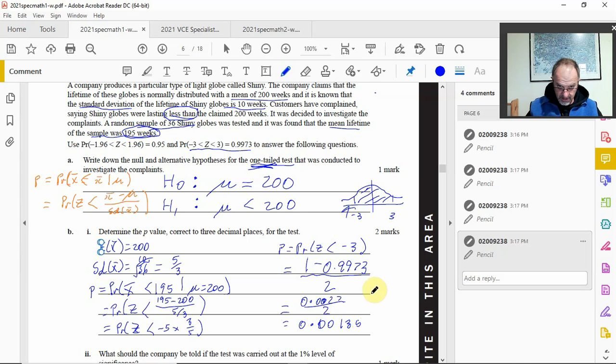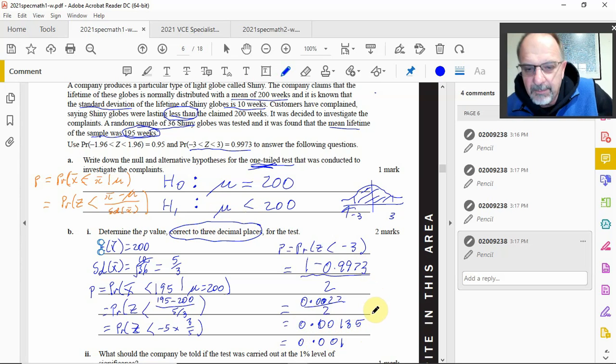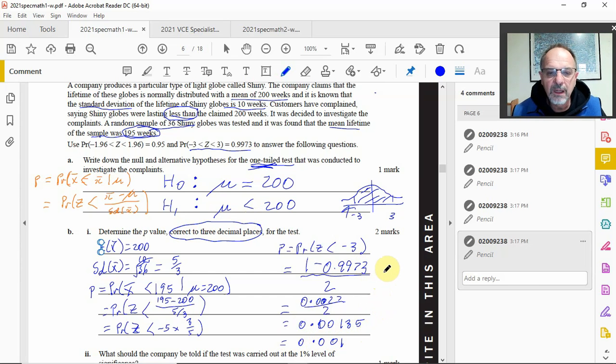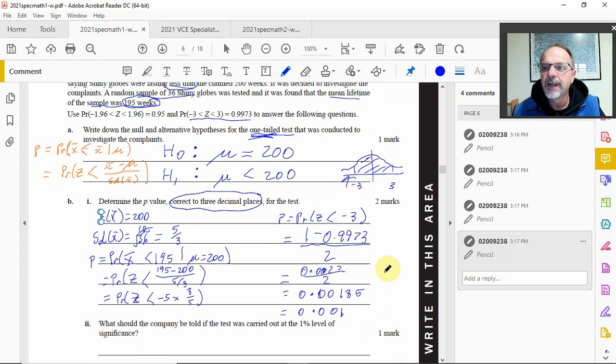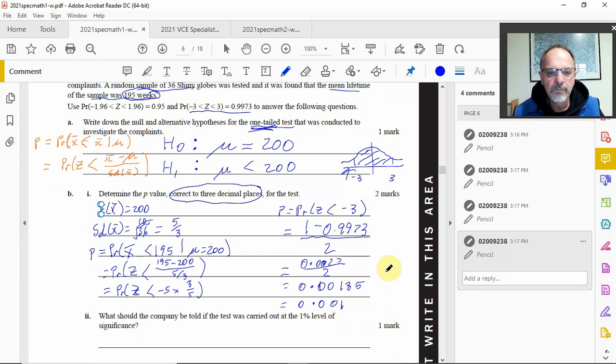0.100135. All right. Now, it says correct to 3 decimal places. I've got more than 3 decimal places there, so it's got to be 1, 2, 3 decimal places. All right, 2 marks there. It's a bit tricky to get that squeezed in, but there we go. That's how we do it. All right.